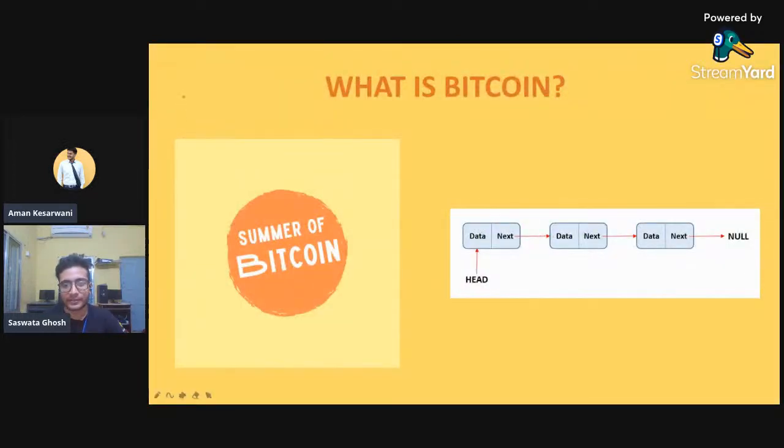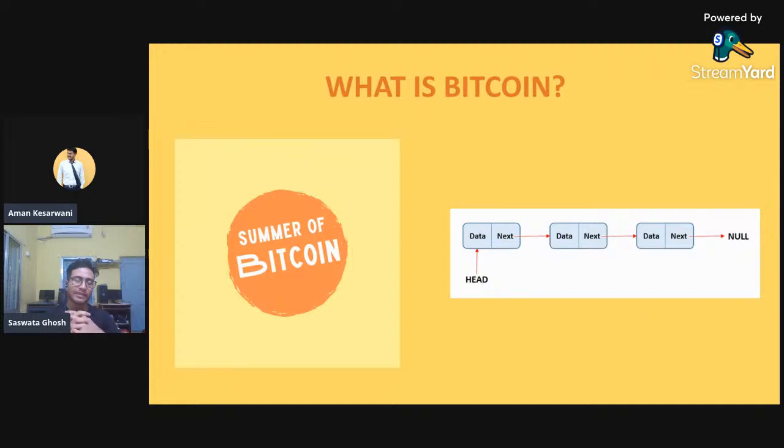So, what is Bitcoin? Bitcoin is one of the most interesting and most trending topics right now. Many of the prices came down, no doubt. But have you heard about the Summer of Bitcoin? I guess this is the first time you're hearing it. The Summer of Bitcoin happened in 2021. It's an open source program, no doubt.